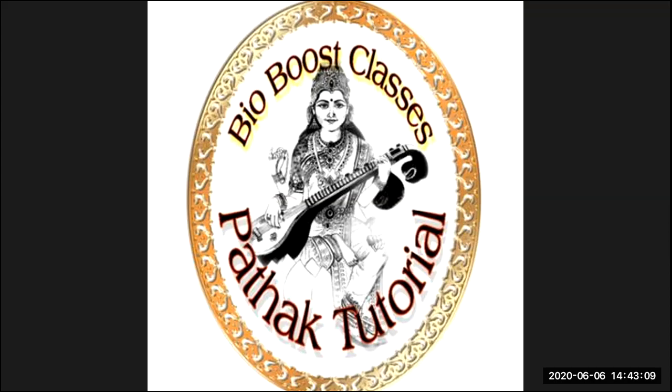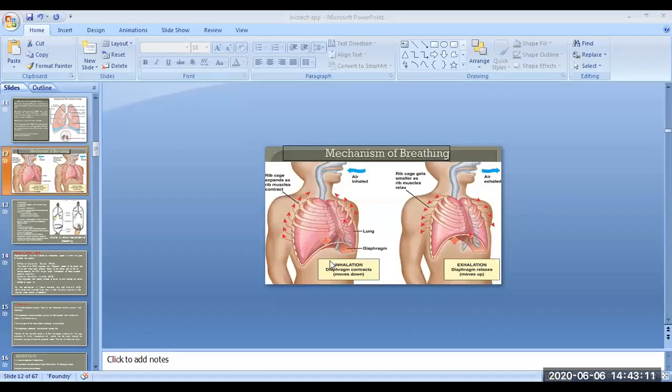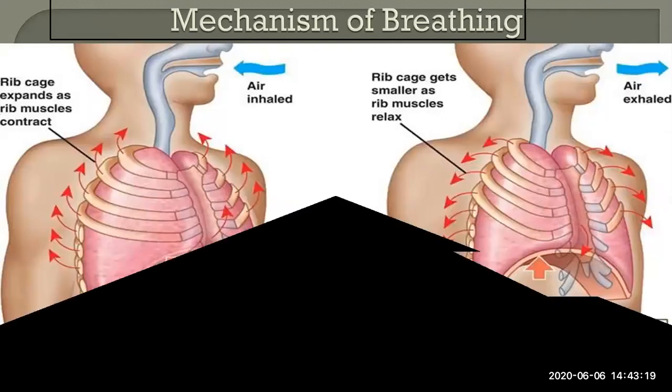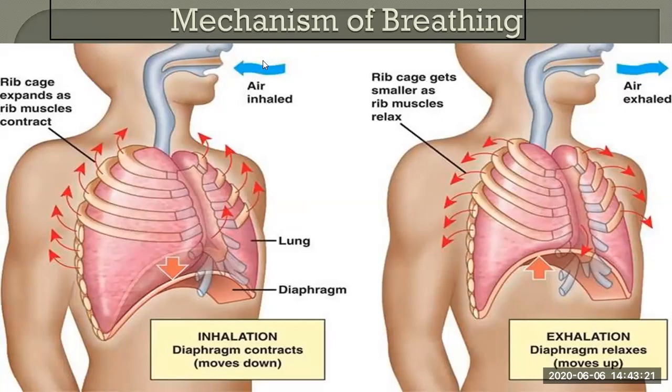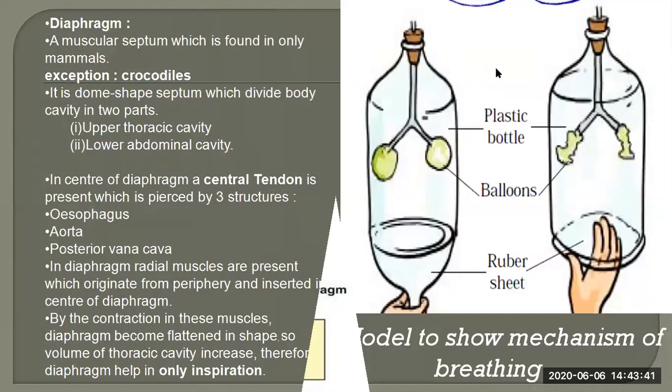Yesterday, I discussed the human respiratory system, and today we will talk about the mechanism of breathing. If you see this figure, it represents the inhalation of air, that is the inspiration, and here the exhalation of air, that is called the expiration. We will see this figure later, but now we are going to see which parts play a very important role during inspiration or expiration.